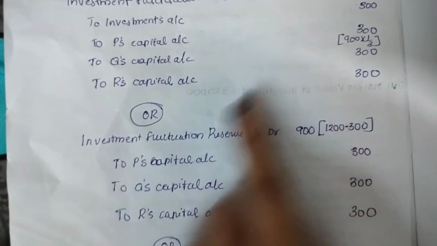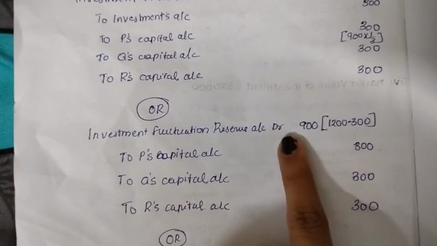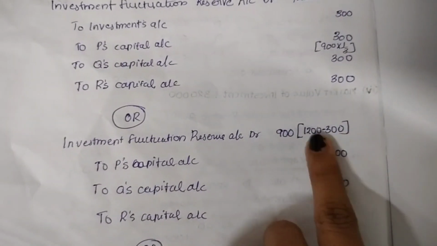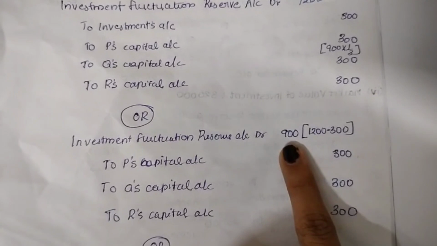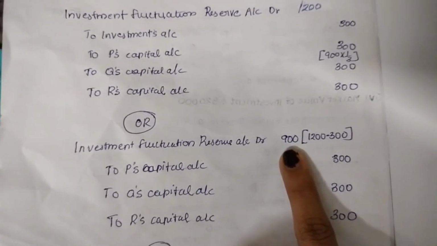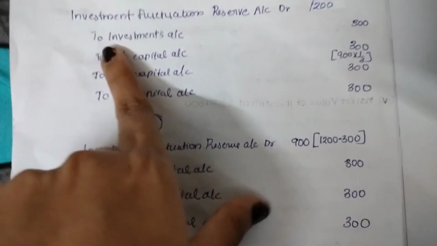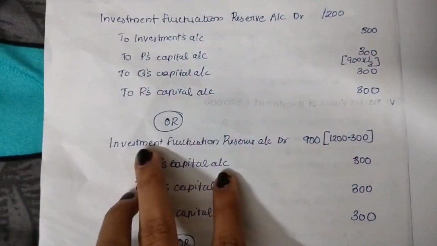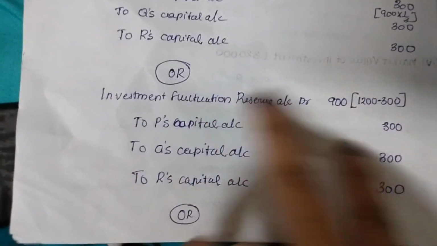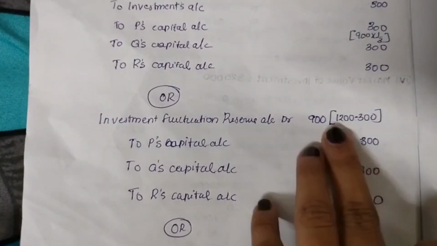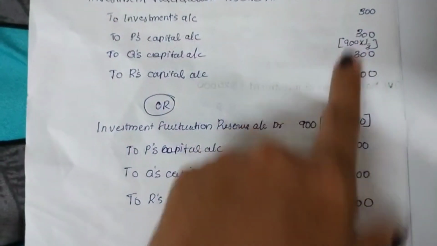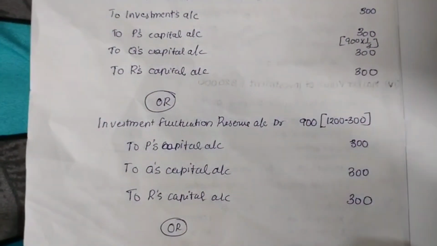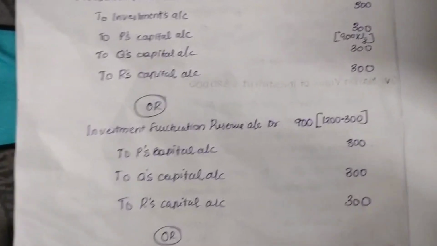Investment fluctuation reserve account debit 900 is what we are going to debit. How? 1,200, and subtract this 300 directly, and the remaining amount will be written as 900. Got it? Okay, we are just eliminating this investment account and subtracting this 300 directly from 1,200, and that amount is written straight to the investment fluctuation reserve account. Fine, and then it is to be shared among the partners like we did before. 300, 300, 300, 900 into 1 by 3, because they are equal partners, 1:1:1. Okay, so this can also be passed this way.